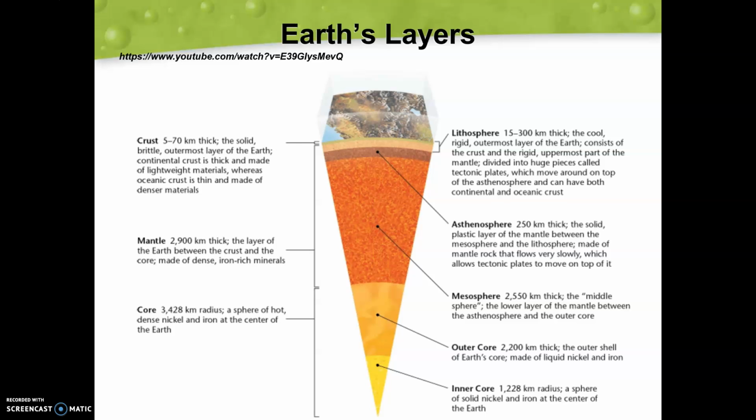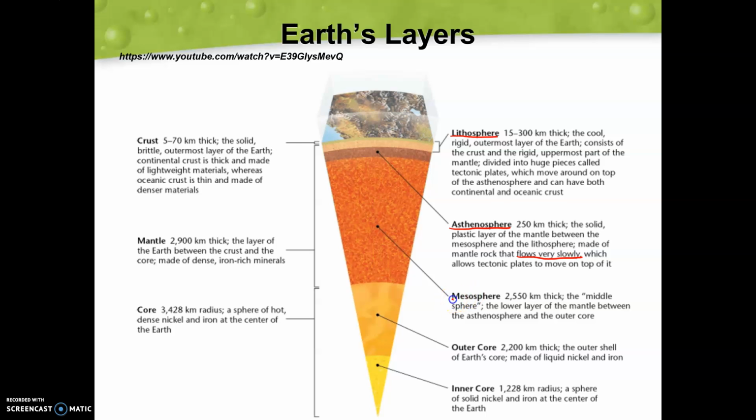So if we take a look here, we can see our crust, very thin here. Our lithosphere is going to contain that crust and part of our upper mantle. Remember, this is going to make up our plate tectonics. If we look at our next part, our mantle is this whole piece right here. Solid, dense materials. Within our mantle, we're going to see part of the lithosphere and the asthenosphere. Our asthenosphere is solid, pliable, and allows that movement. Flows very slowly.